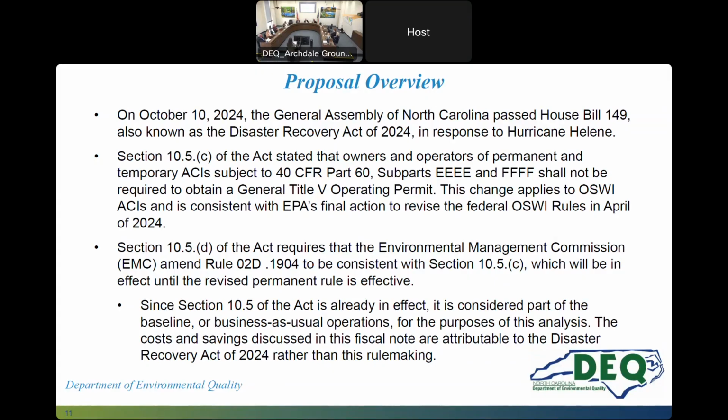Yes, so we are changing the rule language to specify that these OSWI units will no longer require Title V permits. There is specific language added to the draft rule on the agenda: the following air curtain incinerators shall not be required to obtain a Title V permit, and then sub-bullets it out from there. So I think that's the explicit example. It pretty much takes care of it. Okay. Yes.